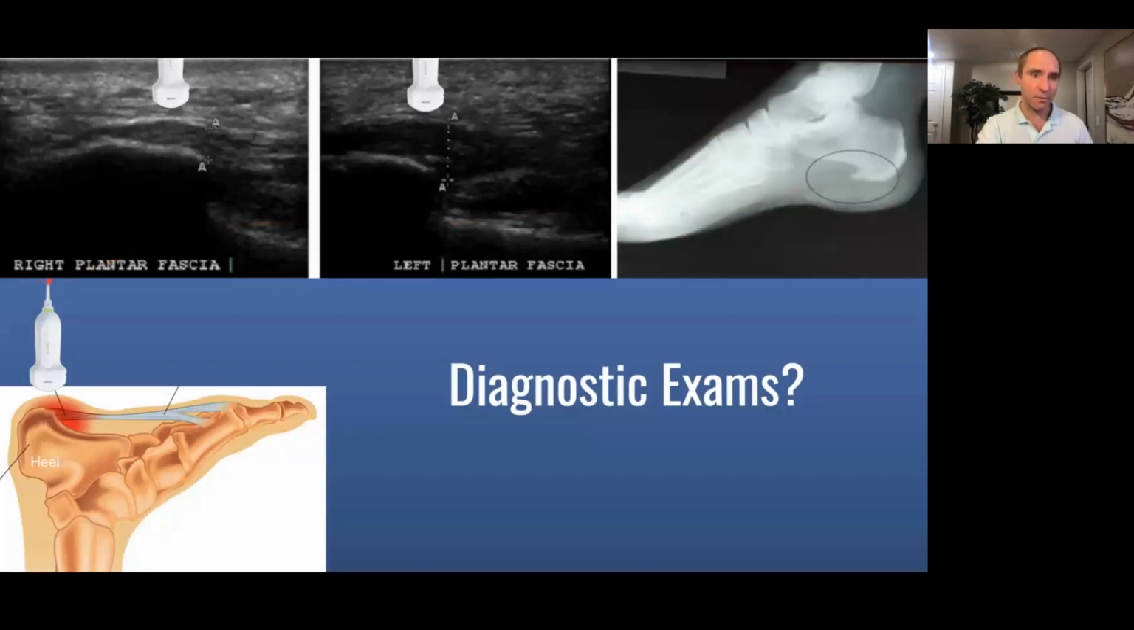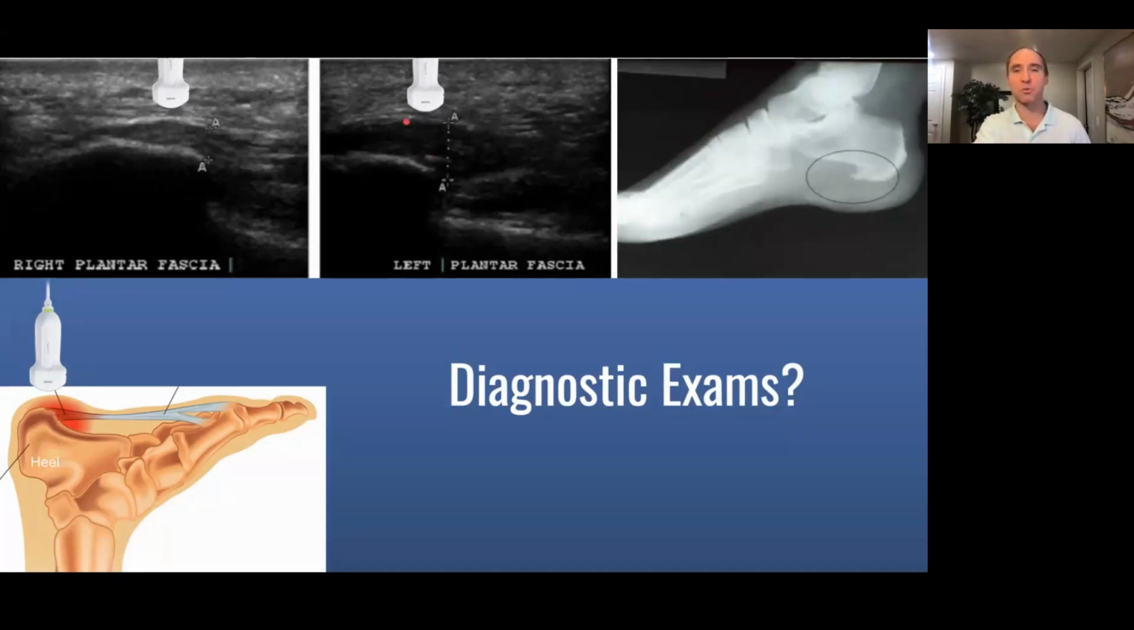Here's an example on the right foot. Here's an example on the left foot. You can see the right one is thinner than the left one. And this left one is blacker or darker, and that's because there's swelling in there. So the plan is, if you're not getting better with these current treatments, at the next visit, we're going to do an ultrasound. And I do that for a couple of reasons, and I'll get into why I don't do it the first visit.